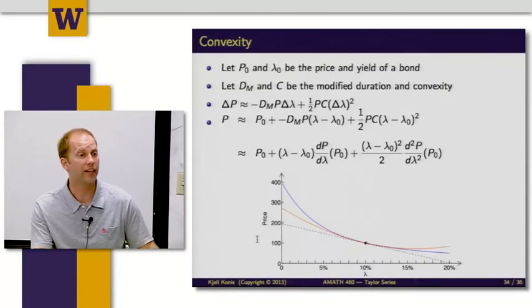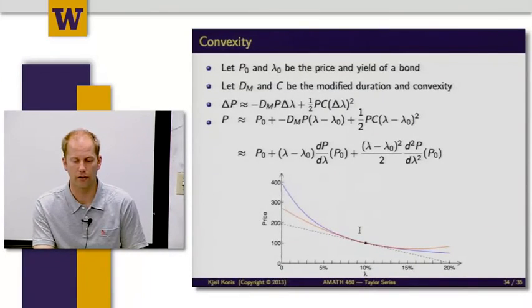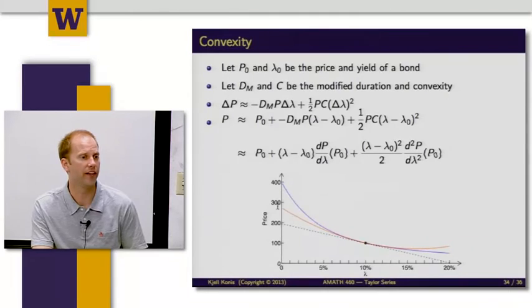But then as we get into more extreme values, much further away from the point we used to build the approximation, the true yield curve is deviating from our approximation. And so on this side, it's higher than the approximation, and on this side, it's lower.